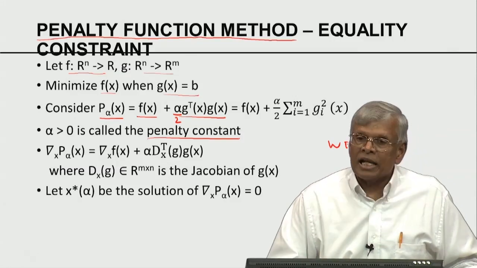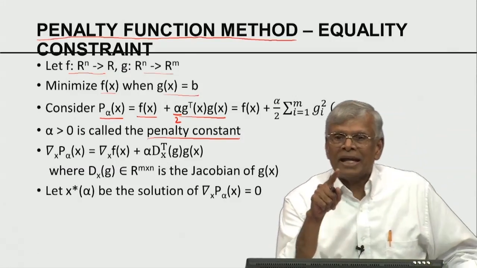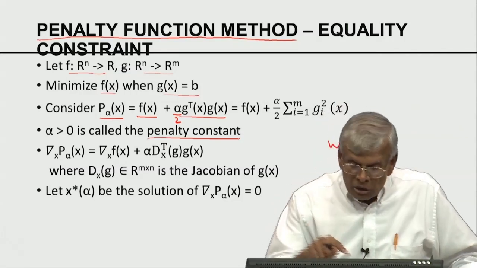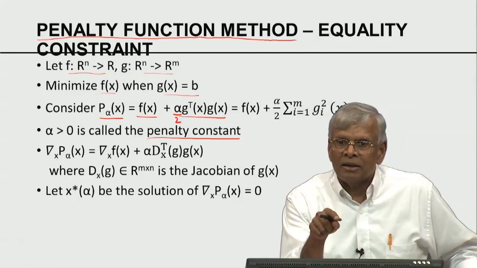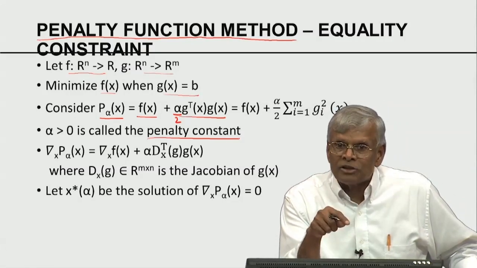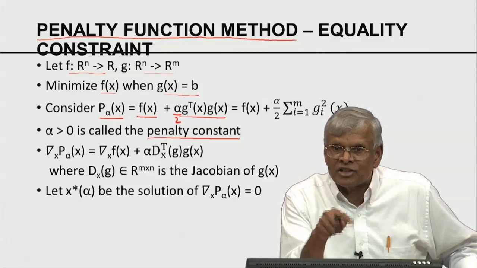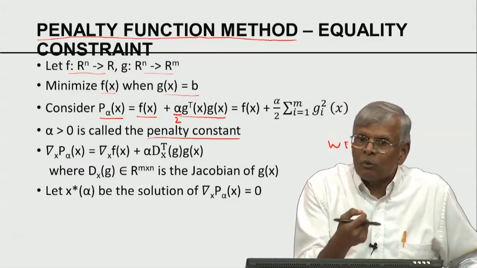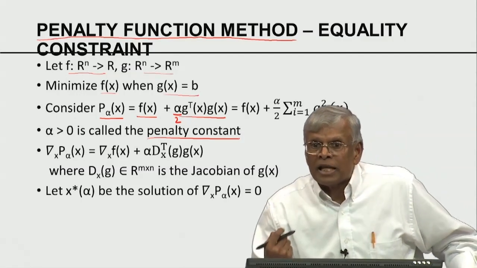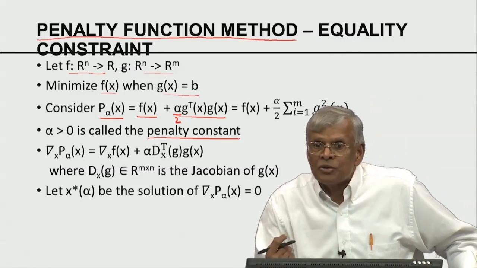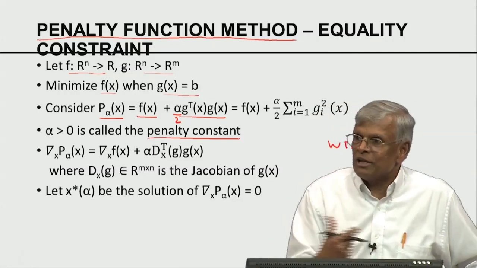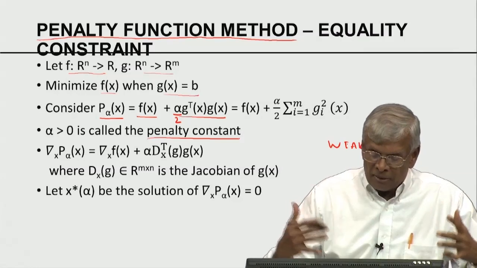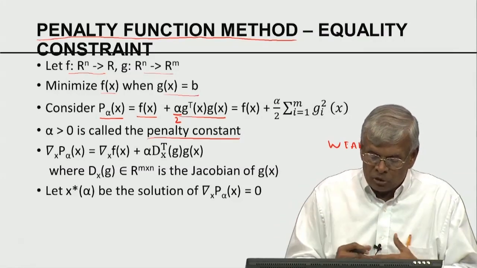What is the difference between this and the Lagrangian multiplier? In the Lagrangian multiplier, lambda was a free variable, and x is a free variable. Here, it looks as though alpha plays the role of lambda, but the difference is alpha is fixed, it is not free, but x is free. So I have one free variable and another parameter, but I have to choose and fix it. Do you see the difference now? That's right. So alpha is called a penalty parameter. Generally, penalty parameters are supposed to be large.